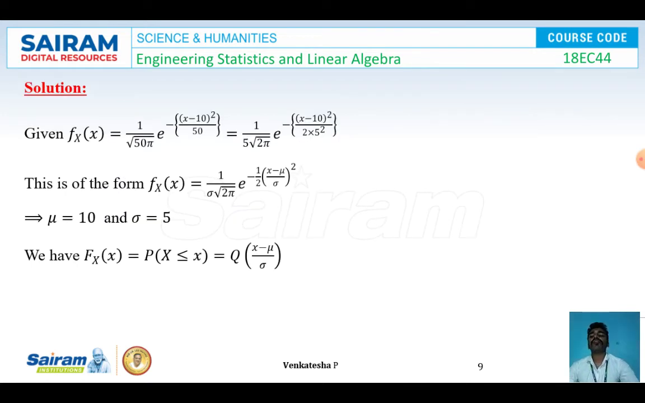So now the given function is given by the density function fx of x is equal to 1 by square root of 50 e power minus of x minus 10 whole square by 50. So on simplifying this, we'll be having 1 by 5 into square root of 2 pi e power minus of x minus 10 whole square by 2 into 5 square. So I'm representing this expression in terms of the Gaussian random variable density function of the form 1 by sigma into square root of 2 pi e power minus 1 by 2 x minus mu by sigma whole square.